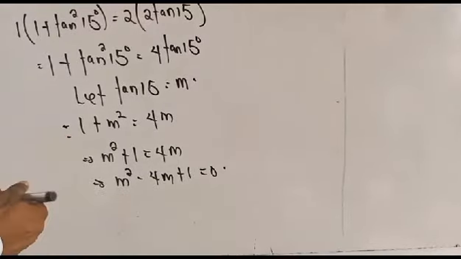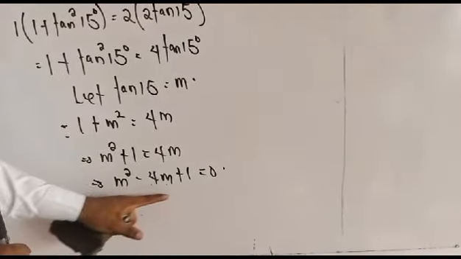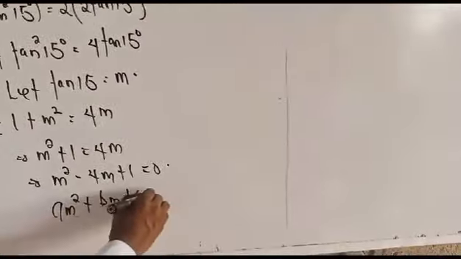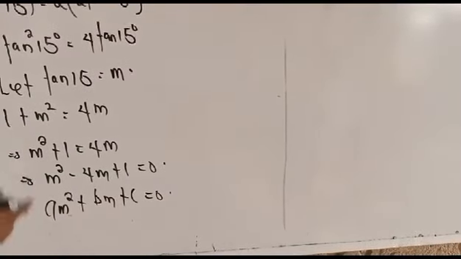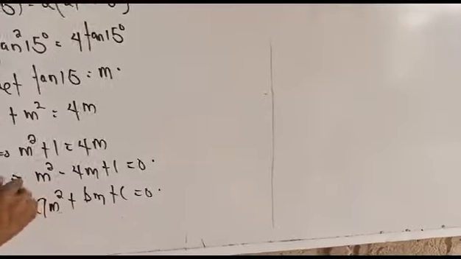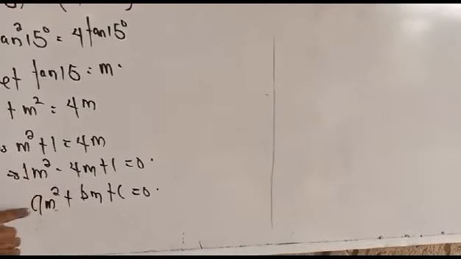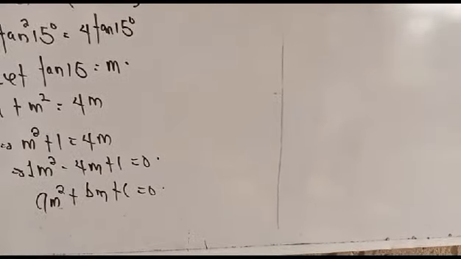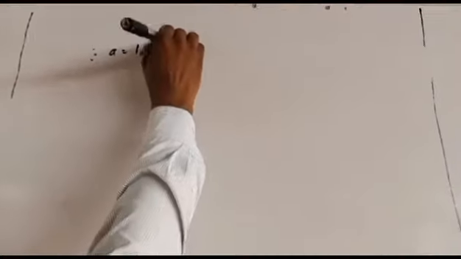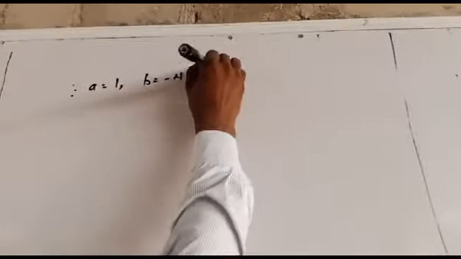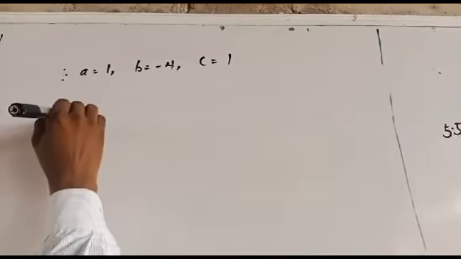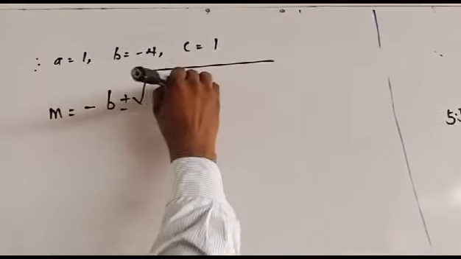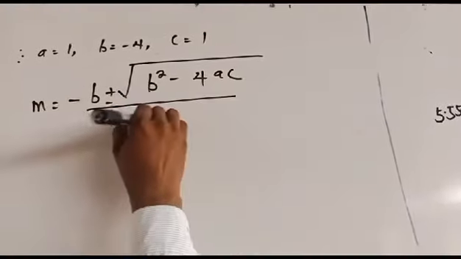Since we cannot factorize, let's apply the formula method by comparing what we have to the original expression of a quadratic equation, ax squared plus bx plus c equals 0. All I need to do is to compare each variable. The coefficient of m squared here is 1, even though we are not writing it. So my a is 1, my b is minus 4, my c is 1. What does the formula state? It says m equals minus b plus or minus the square root of b squared minus 4ac, over 2a.